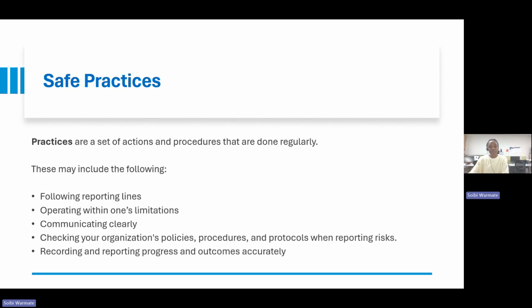Safe practice is a set of actions and procedures that should be done regularly. This may include the following: reporting lines, operating within one's limitations, communicating clearly, checking your organization's policy and procedure and protocols when reporting risk, and finally, recording and reporting progress and outcomes accurately.